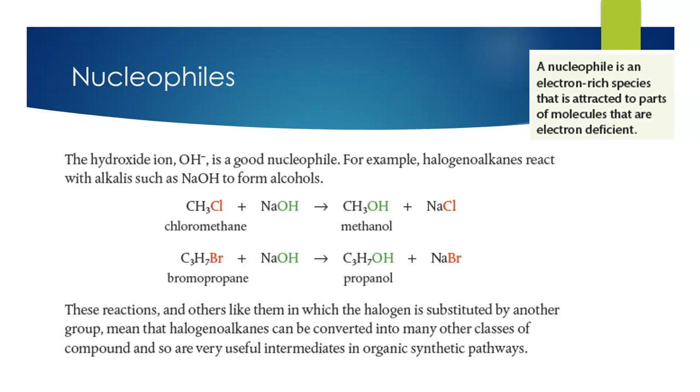So we need to remember this definition, that a nucleophile is an electron-rich species attracted to electron-deficient parts of the molecule. So this means that we can have these reactions that we're talking about here, where chloromethane plus sodium hydroxide is going to give us methanol and sodium chloride, the salt, as a byproduct. This will occur with any of our halogenoalkanes, okay, remembering that we can have primary, secondary, and tertiary halogenoalkanes as well, and these will react differently based on the way that the halogenoalkanes behave.